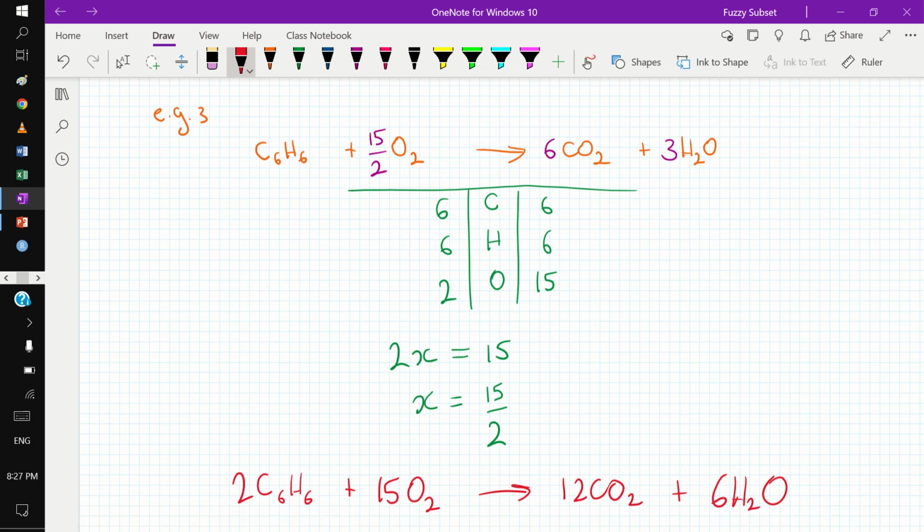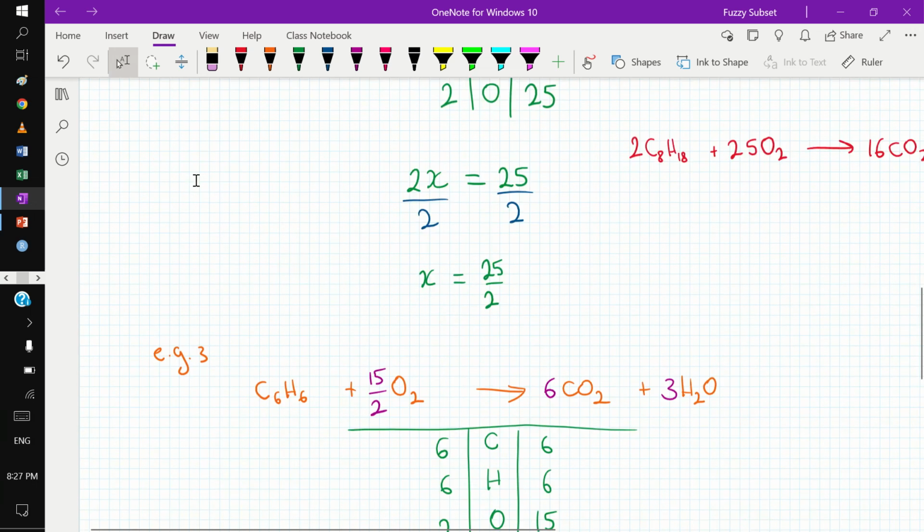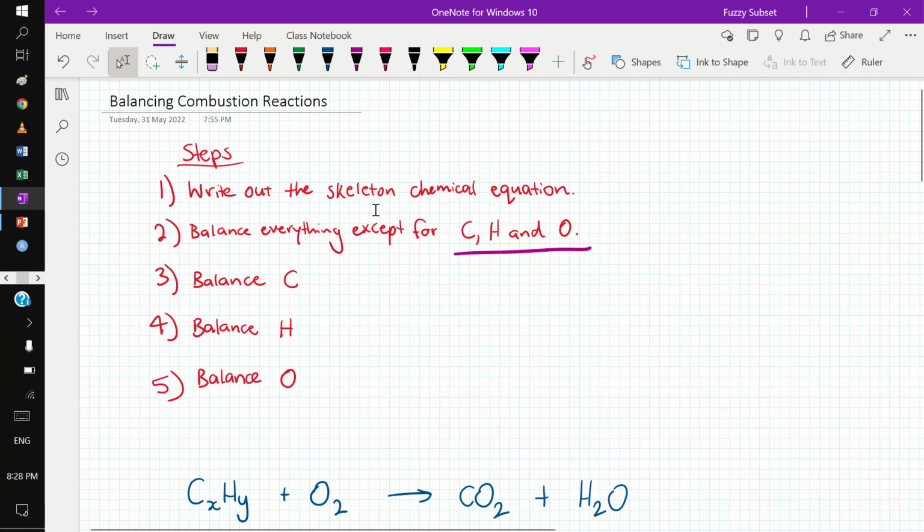And there you go. So as long as you follow the steps that we talked about above, okay, so write out the skeleton chemical equation, balance everything except C, H and O. That's only really if you get any funky looking hydrocarbons that might have a nitrogen or a sulfur in there as well. Okay, and then you want to balance C, H and O in order. If you follow those steps, you will always be successful in balancing combustion reactions of hydrocarbons.